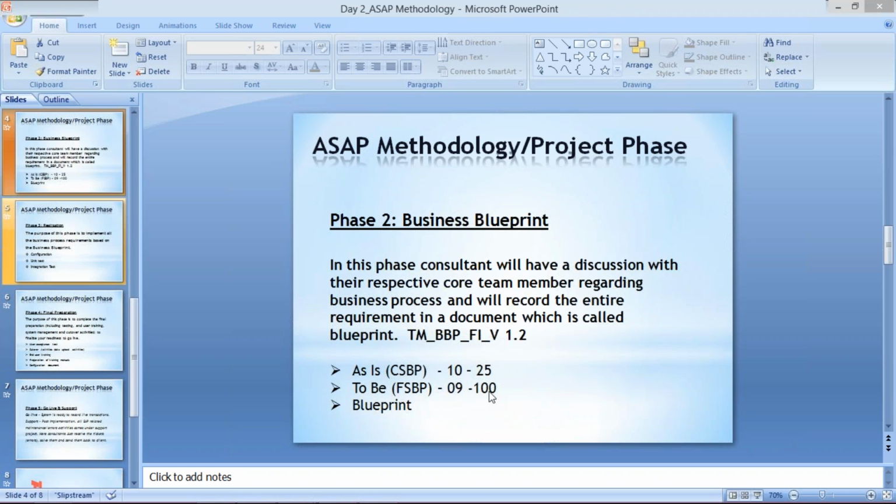So whatever the remaining things are, the third phase, fourth phase and fifth phase, I am going to cover in the next class.